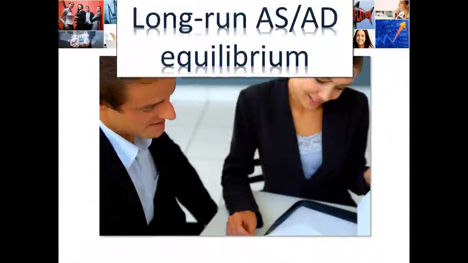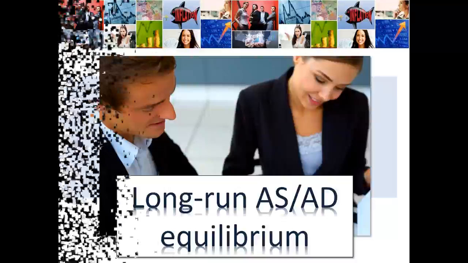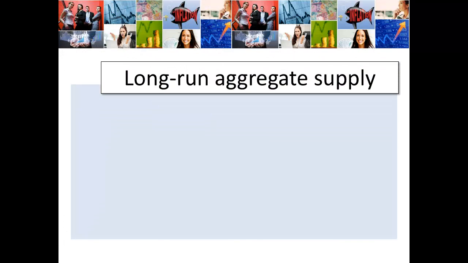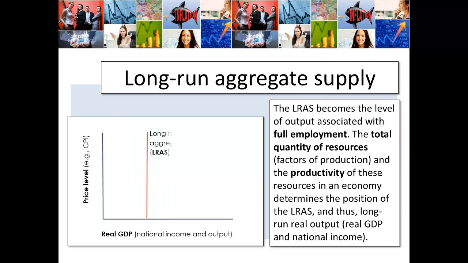Okay, hello and welcome to today's lesson. Moving on from a short run aggregate supply and aggregate demand equilibrium, we move to the long run this time. Right, in the long run aggregate supply curve becomes the level of output associated with full employment.